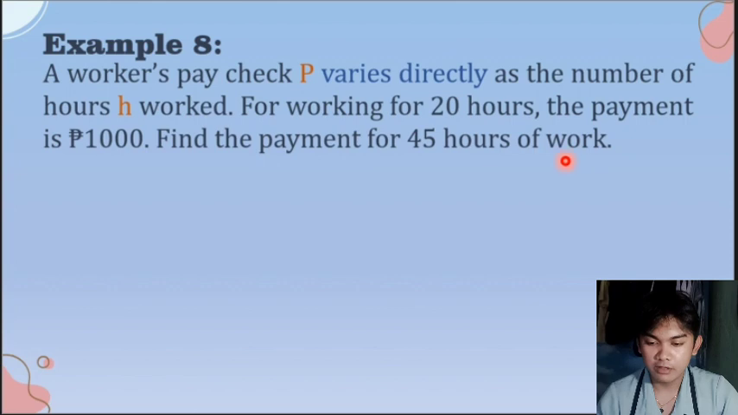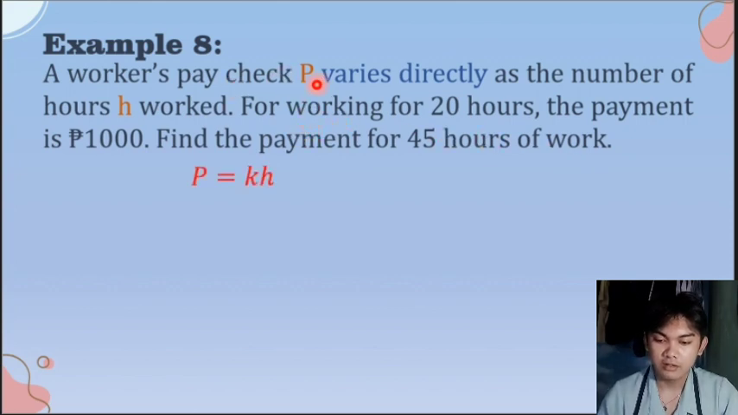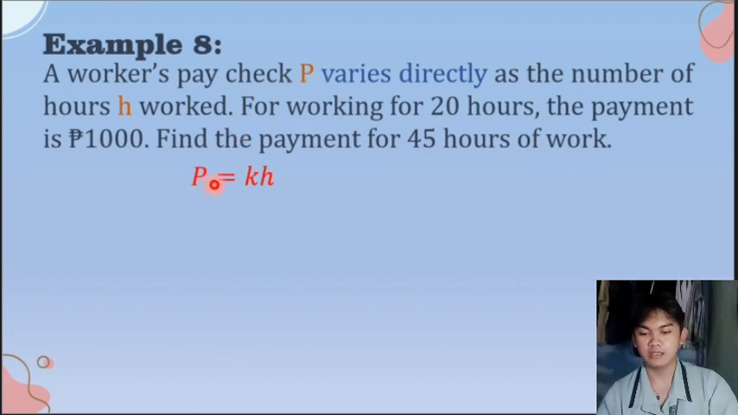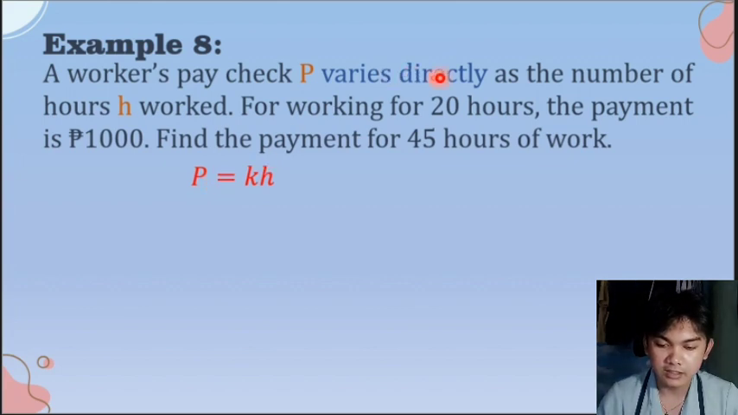So the first variable here is the paycheck, or the variable P. So we have here the variable P on the left side. Varies directly, so this equation is an example of direct variation, as the number of hours. So we have the second variable here on the right side. So P is equal to kH. kH is the equation for this statement.